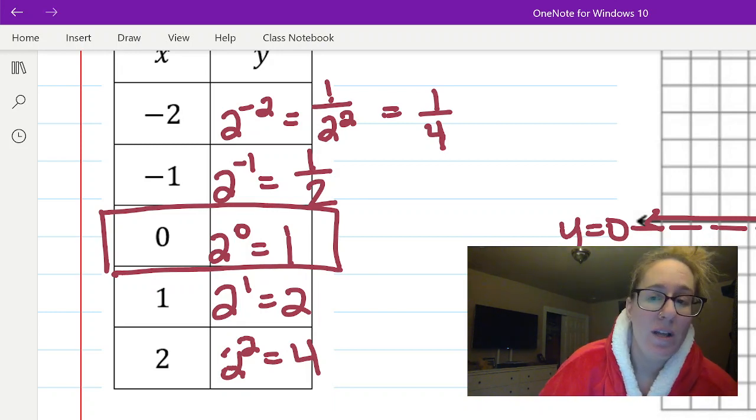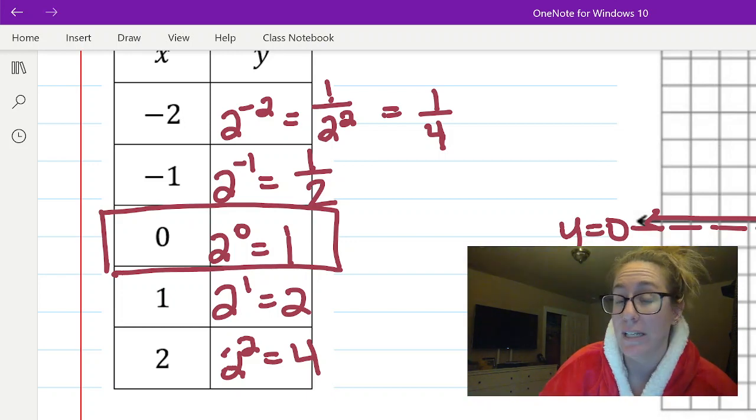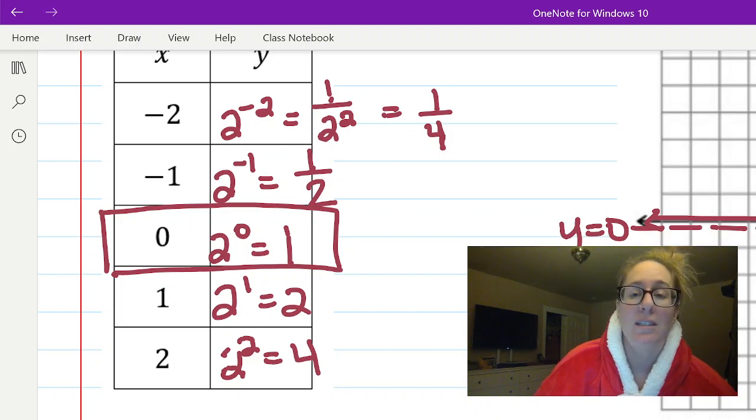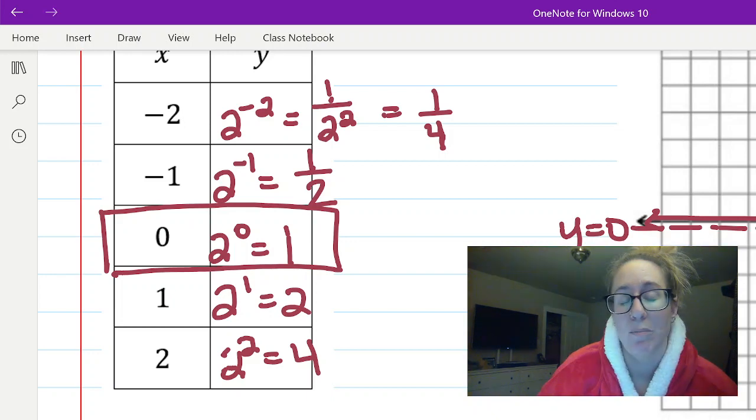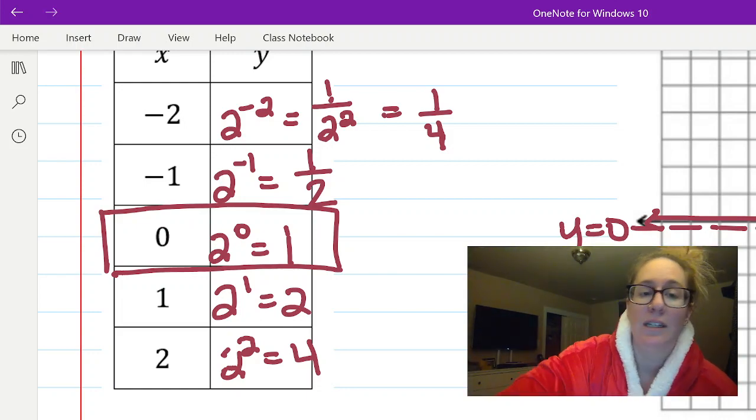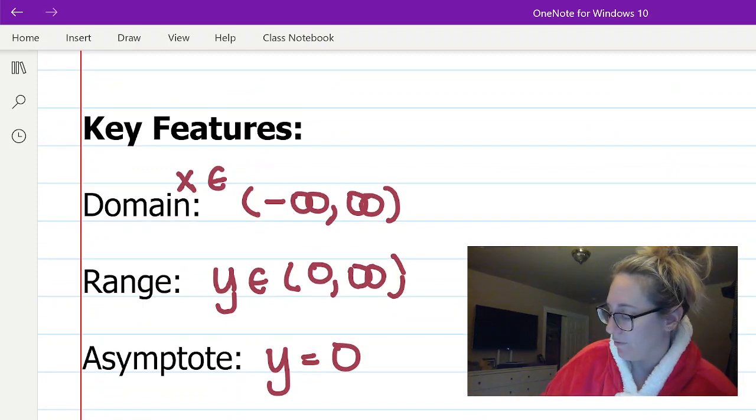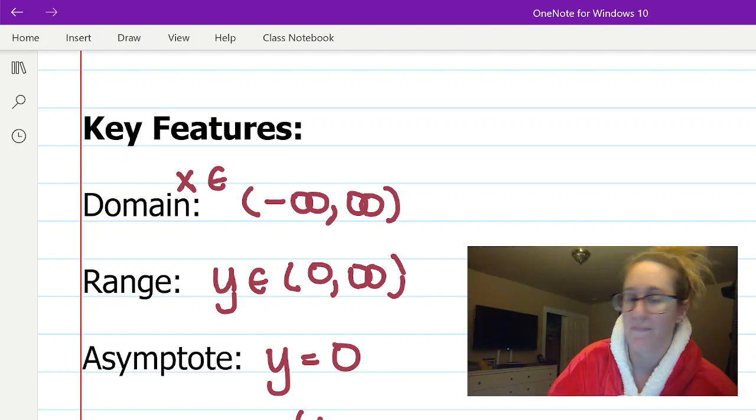The reason why this is an important point for our graph: not only is it our y-intercept, it is also the point that, regardless of your base number, every single exponential function with the same transformations will contain the same point. It's essentially the only point where our base number is completely irrelevant from the rest of the problem, which is why this is one of the points that we are going to use as we transform our graphs to figure out where this point is going to go. So it is a very important point for our function. Our y-intercept is that point, 0 for x, 1 for y. Okay, so those are our key features.